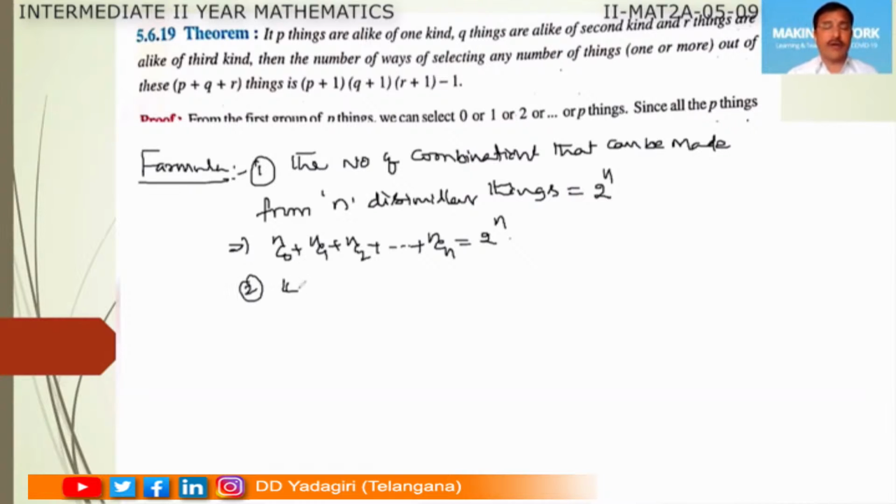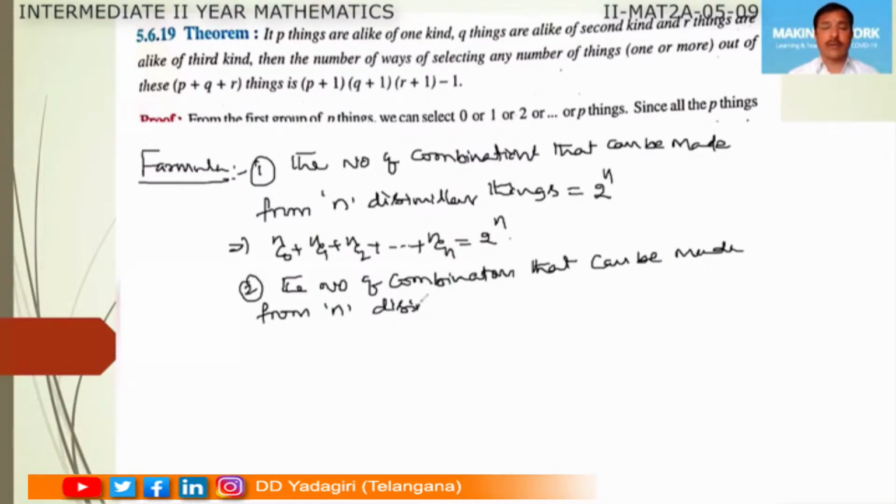And second, the number of combinations that can be made from n dissimilar things, taking one or more, that is equal to 2 power n minus 1. What is this minus 1? This is the combination made without taking any element.